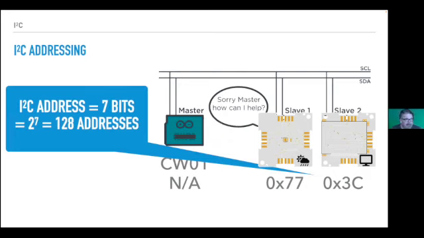So there's 7 bits, so you can go from 0 to 127. That's 2 to the power of 7, so that's 128 addresses from 0 to 127, including 0. So that's what's available. The reason why you can't use 8 bits is because the last bit dictates whether you are reading or writing, while you are talking or listening.